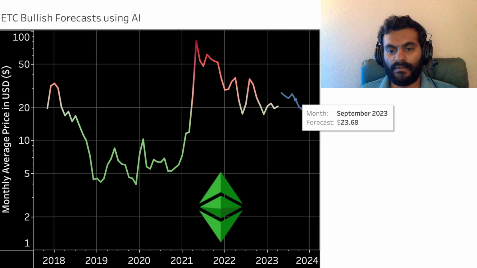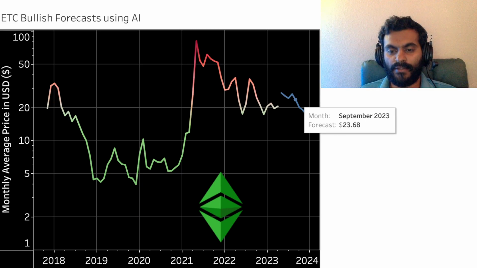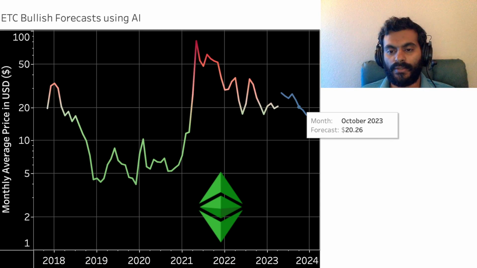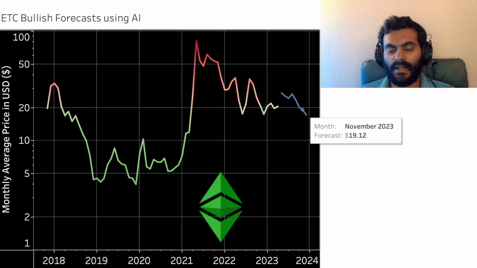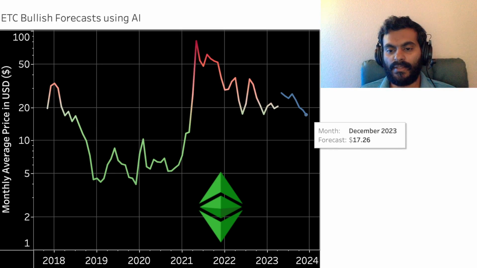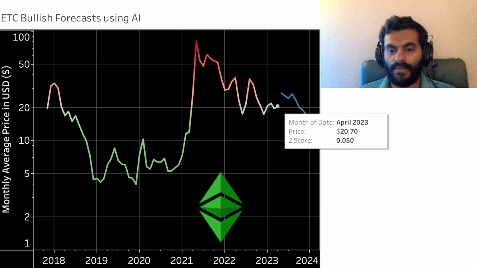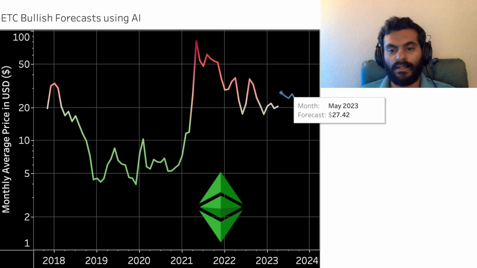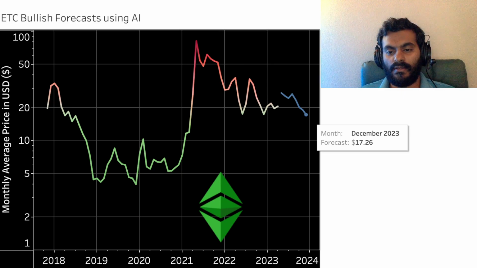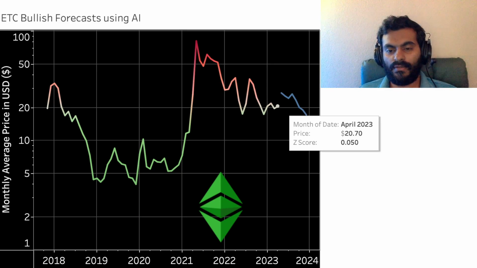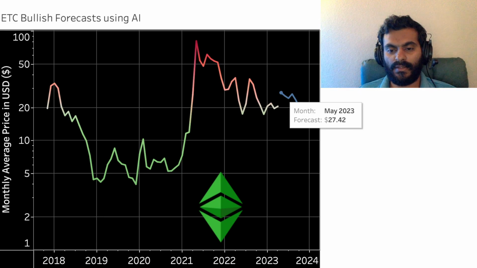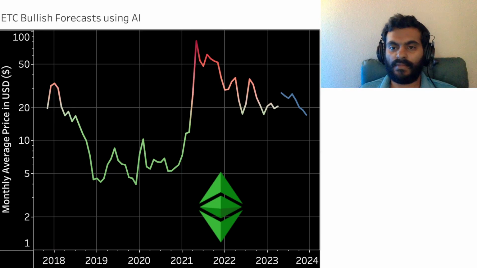The values would be $26.80 for the month of August as an average price, and in September $23.68, in October $20.26, in November $19.12, and in December $17.26, which would be about a 15% crash from its current price. So in the bullish scenario, the range is from $27 till $17 for this token, which would be a 30% upside and 15% downside that is being forecasted.